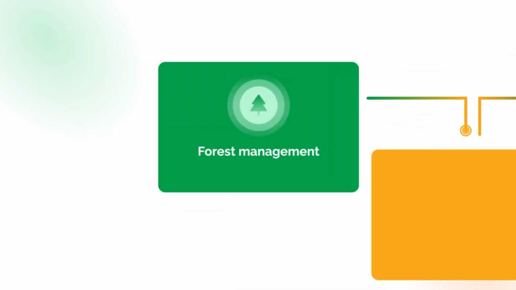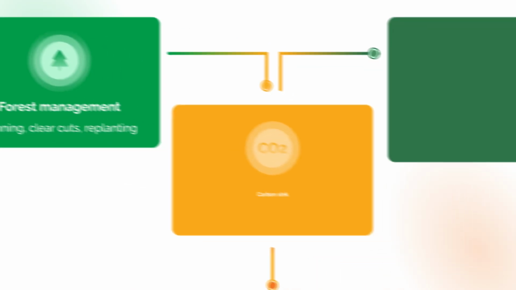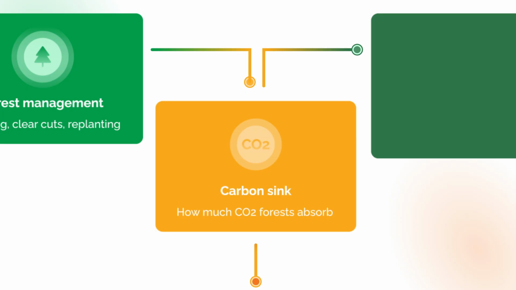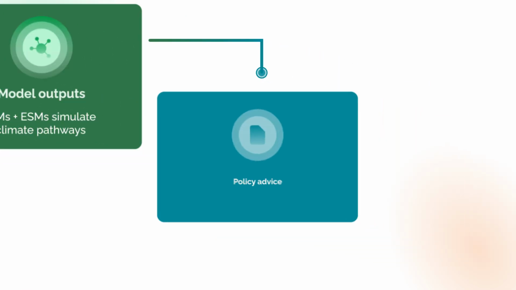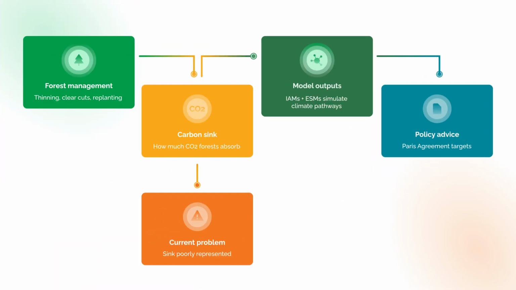The chain connecting forests to climate policy is longer than you might think. Decisions made about how to manage a forest, how many trees to thin, when to clear cut, affect how much carbon the forest absorbs. That feeds into what models predict about the future climate. And those predictions are what policymakers rely on when setting targets.